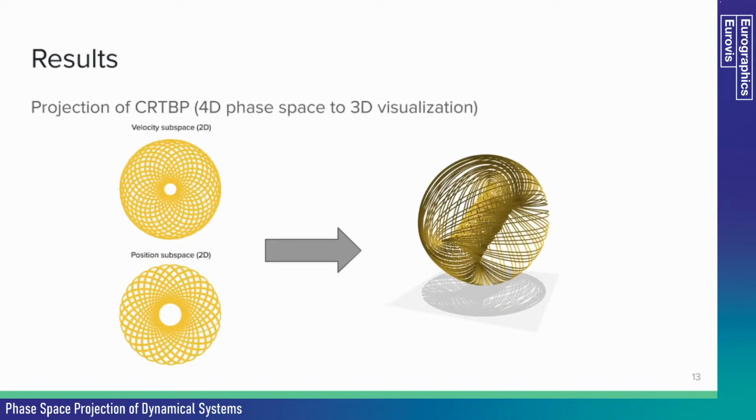As a first motivating result, we show a projection of a single trajectory of the CRTBP dynamical system. The motion of the particle can be observed by the red highlight, and we can see that its movement is continuous and consistent both in the visualized subspaces of the phase space and the final 3D projection. There are no sudden jumps or discontinuities in motion, and the projection also exhibits symmetric patterns.